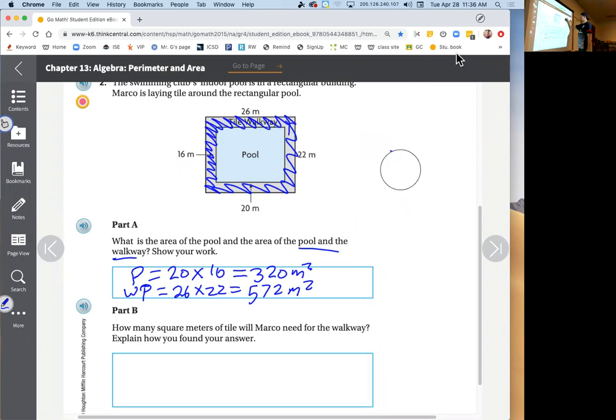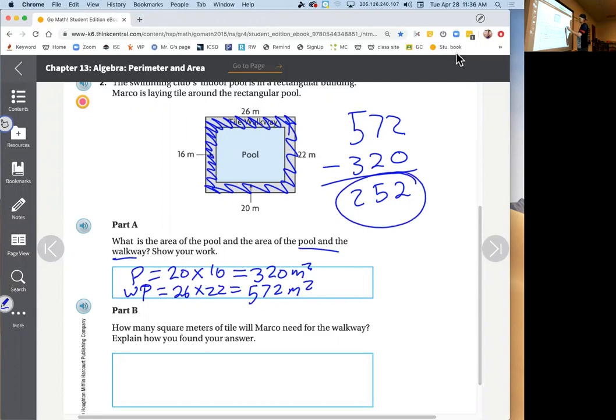Did you say that? Did you say everything, the pool and the walkway, which is 572, minus, we're going to get rid of the pool, which is 320. 2 minus 0 is 2. 7 minus 2 is 5. 5 minus 3 is 2. So you got 252 square meters. So that's your answer for square meters. Okay, that's number 2B.